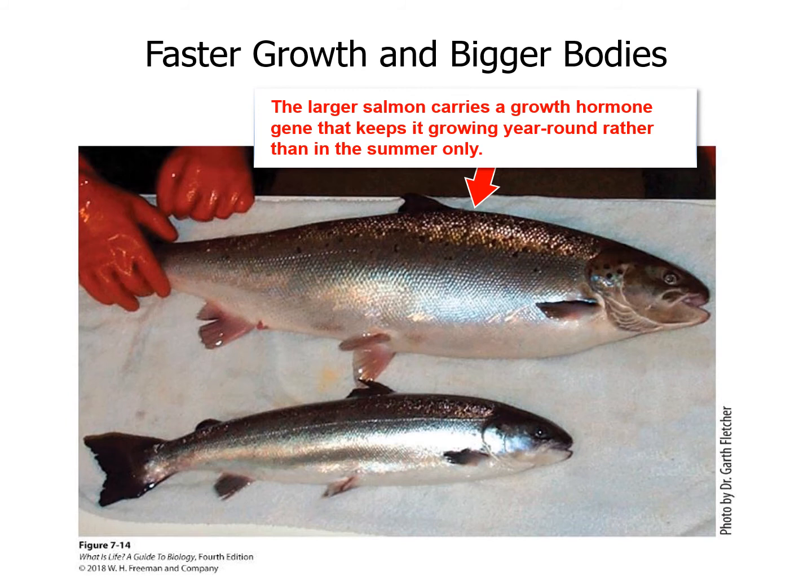In this case, we have salmon that have been given a growth hormone gene that is going to keep it growing year-round rather than the way salmon normally grow, which is only in the summer months. So we've got this much larger fish compared to a more natural fish that has not been modified.